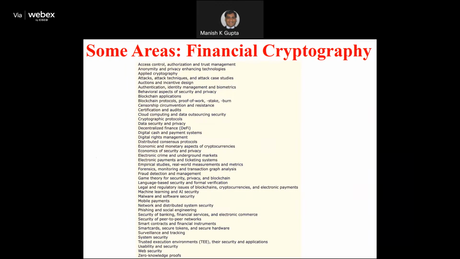So these are some of the areas. I have taken this from the annual conference of financial cryptography. These are some of the areas. I am not saying they are all of them. So you can see access control, authorization, trust management, right? Anonymity and privacy enhancing technologies.